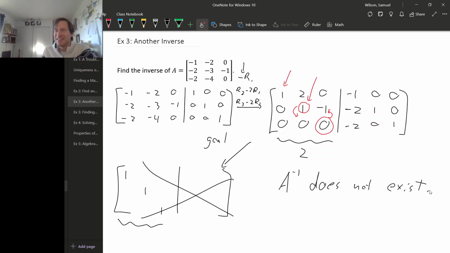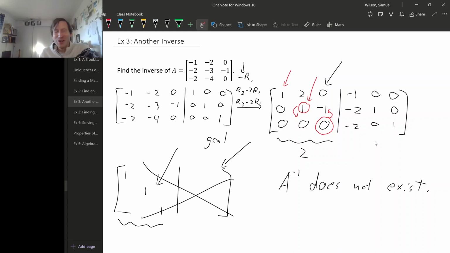So you can't accidentally stumble onto an inverse if one doesn't exist, because when you do this row reduction, if there is no inverse, it will be impossible to row reduce to the identity. So that's a pretty clear sign that there's no inverse.